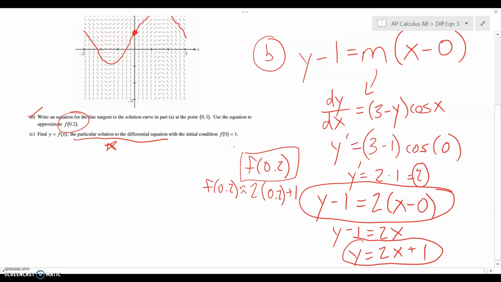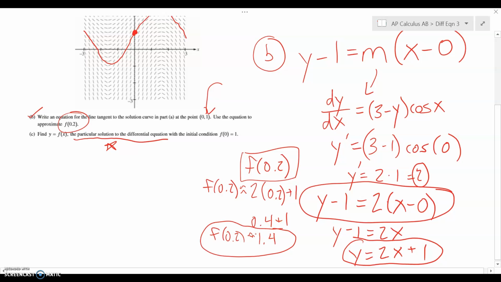We have a tangent line that touches the graph at one spot, specifically at (0, 1). And then we're using that tangent line to say what the function would be close to being worth at 0.2. And plugging that in, 2 times 0.2, we'd have 0.4 plus 1, and so our approximate would be 1.4. So we could say f of 0.2 is approximately equal to 1.4. So that answers part B.